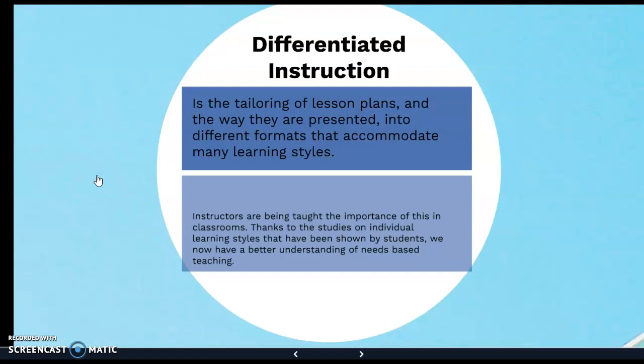So the studies show that basing a basic plan and then modifying it for the students' needs is going to help them understand, which means a different way of teaching for you.